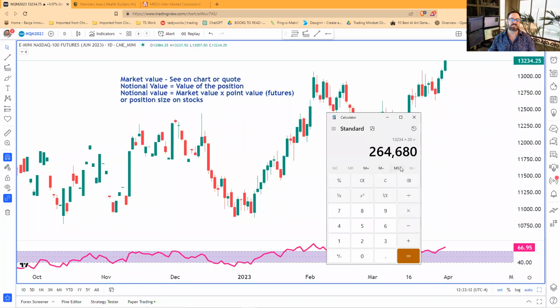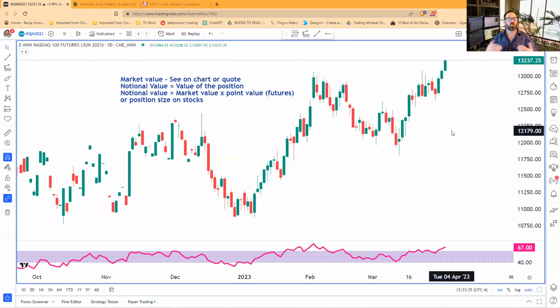It's actually $264,680. That is the current notional value of the NASDAQ because the point value is $20 a point for the futures contract. So if you buy one futures contract, that's actually what you're buying. You're buying $264,000 worth of a security, and you're buying it at that market price. Okay. So that's important when we're comparing things for a spread.